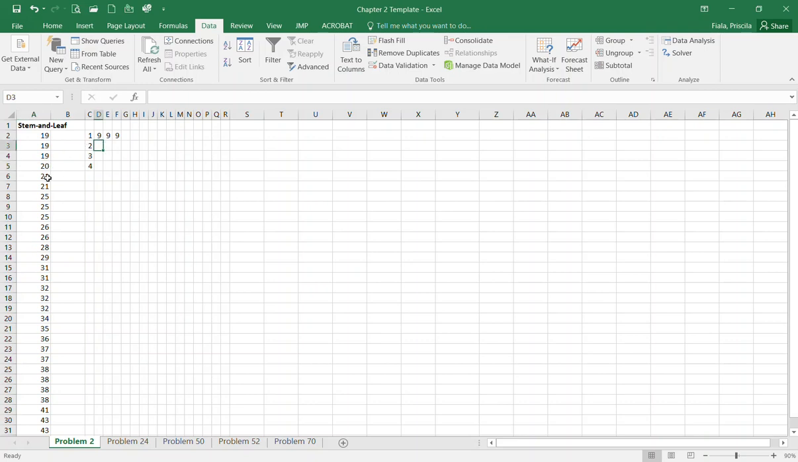So we have a 0, a 1, a 1, 5, 5, 5. I'm just going to be putting these values right here next to my 2. So 0, 1, 1, 5, 5, 5, 6, 6, 8, 9. Okay. And then now we're going to do the same thing for 3.